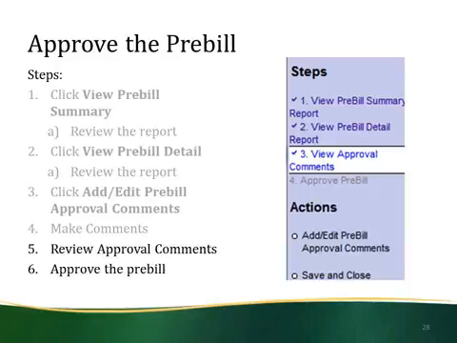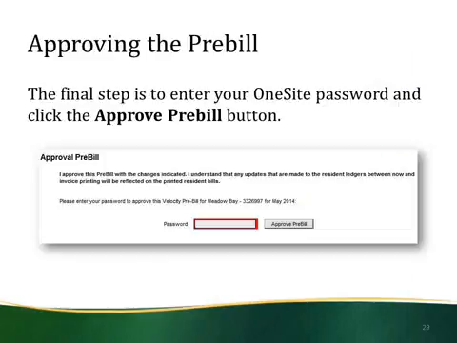From here, you should do a final review of your comments for typos if you haven't done so already, and then select the Approve Prebill field. When you select the Approve Prebill field, you will be prompted to enter your password. Click Approve Prebill, and the approval will then be sent to Velocity.